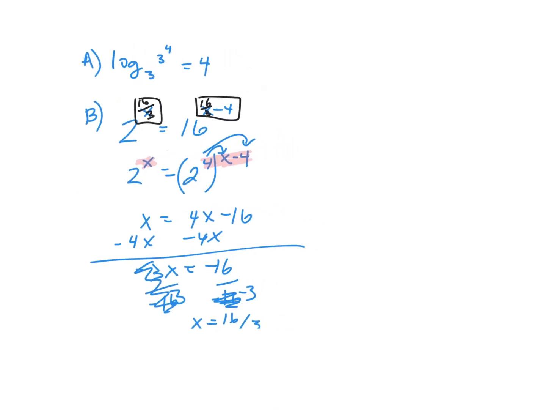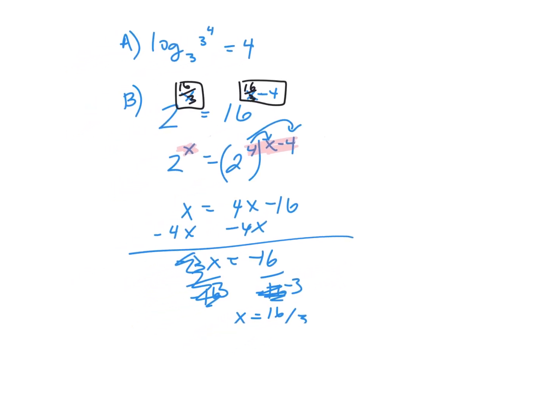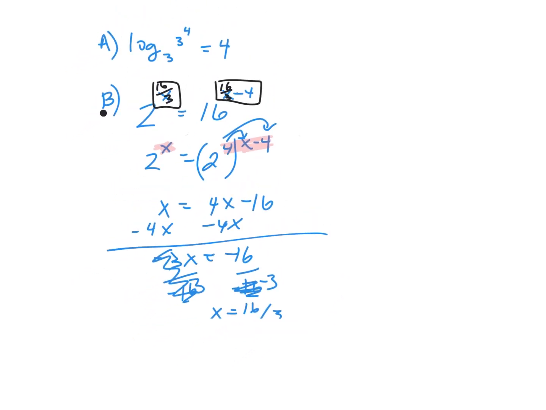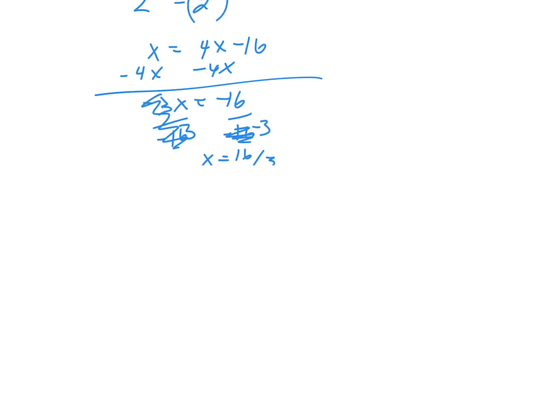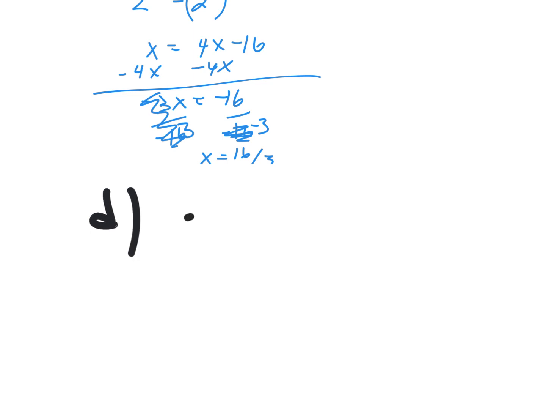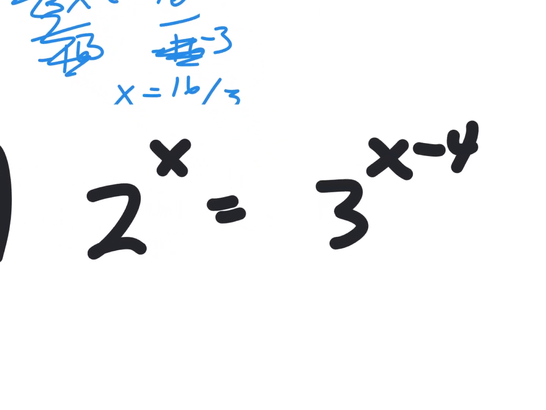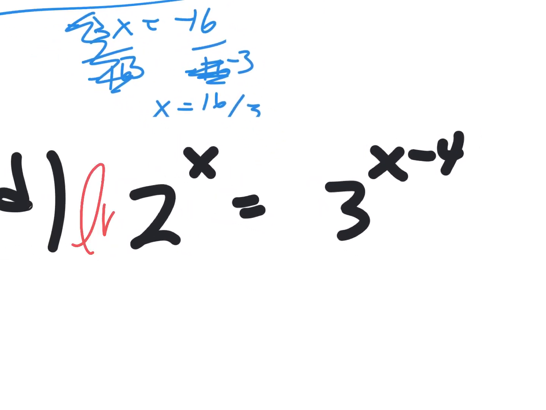All right, so that was the kind where you would probably not put in, that was letter C. I hadn't named it yet, but that was letter C, the kind where you would not want to put in logs on both sides. Here's D. I would want to put in logs here, because it's 2 to the x equals 3 to the x minus 4. When they don't have the same base, and it's not going to be easy to make them the same base, I would put in a log on both sides. I'm going to pause for a second. Let me try that.